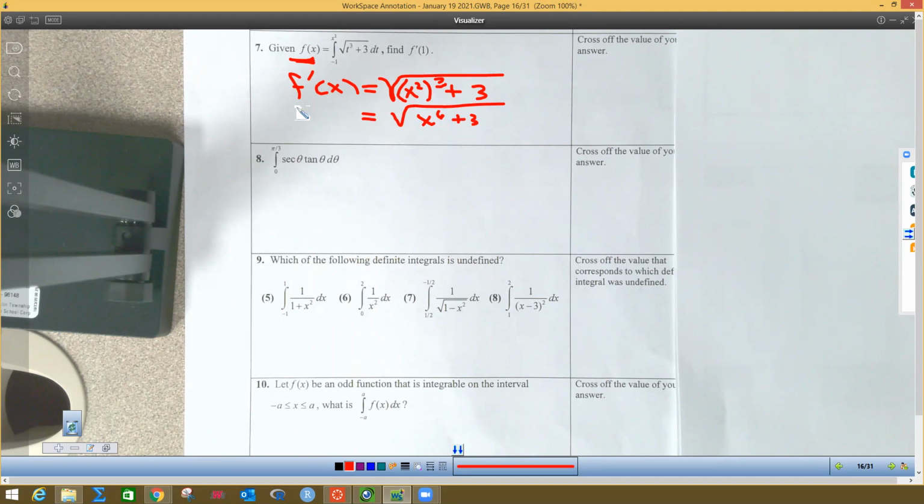Now this problem asks, what is f prime of 1? So f prime of 1 means we have to stick 1 in for this. So we get 1 to the 6 plus 3, which is the square root of 4, which would be 2. So that answer should be 2.